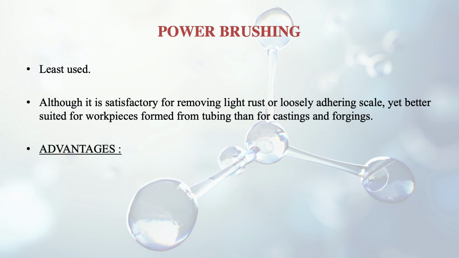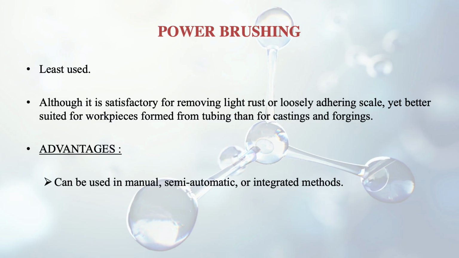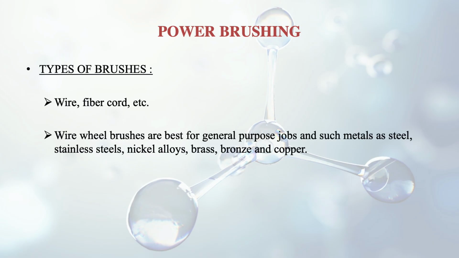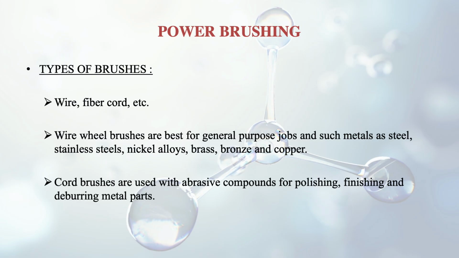What are the advantages of that? It can be used in manual, semi-automatic or integrated methods. So it can be used in any way, meaning we can use it manually or we can make it automatic also. What are the types of brushes? They are in the form of wires or fiber cords. Wire wheel brushes are best for general purpose jobs, and they are used on metals like steel, stainless steel, nickel alloys, brass, bronze and copper. Whereas the cord type brushes are used with abrasive compounds, for polishing, finishing and deburring of metal parts.